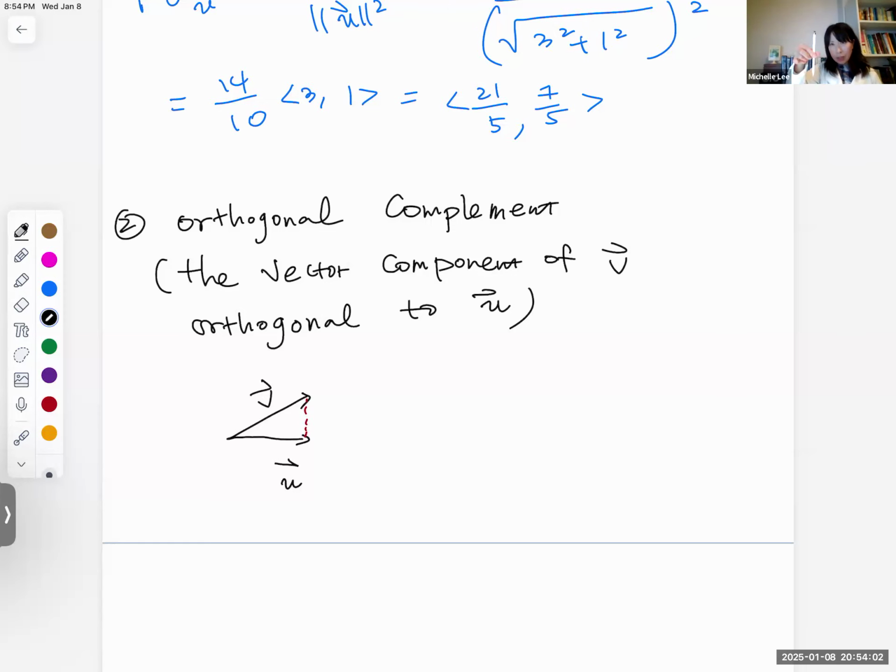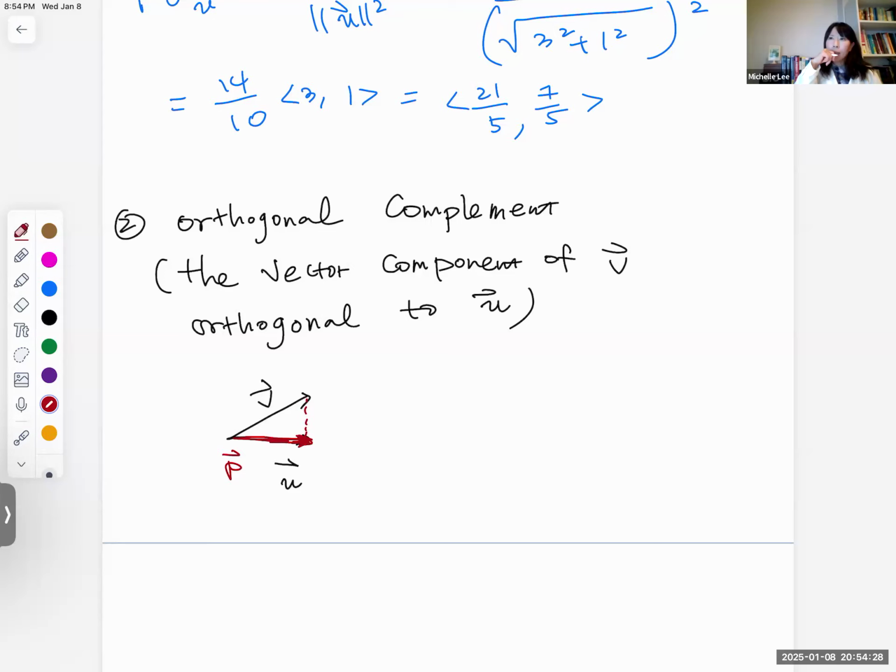Project onto U, right? Then we say that this is a vector P. Give it a new name, because it is the projection of V onto U. So this is a new name, vector P. Okay.